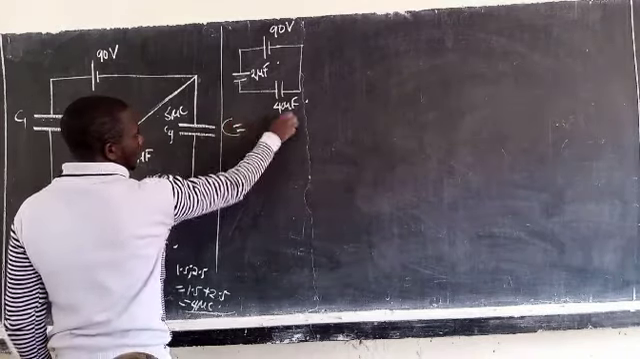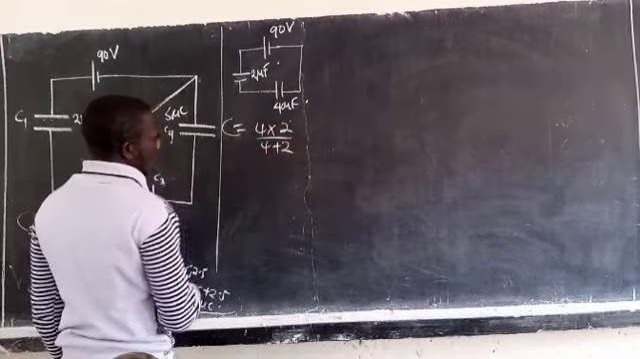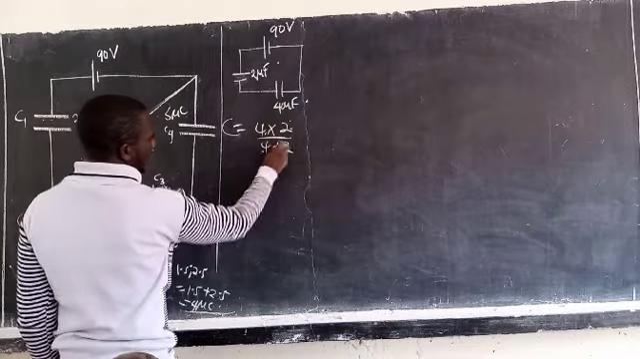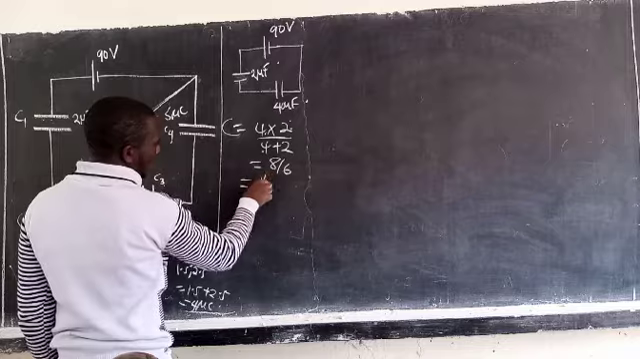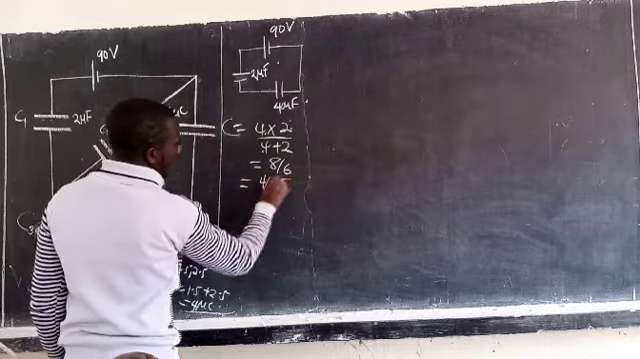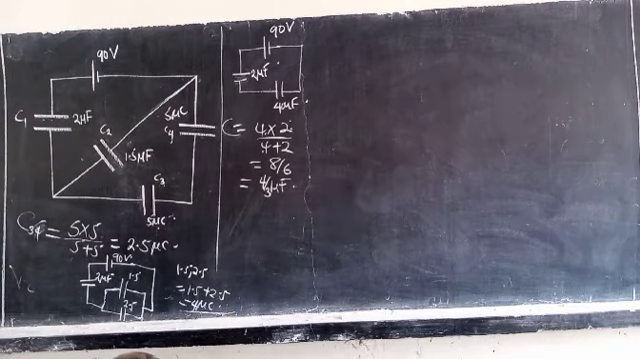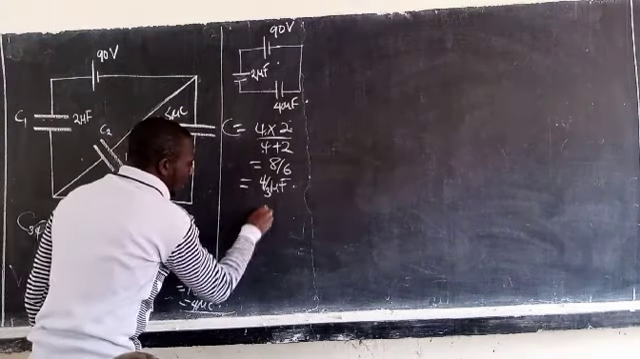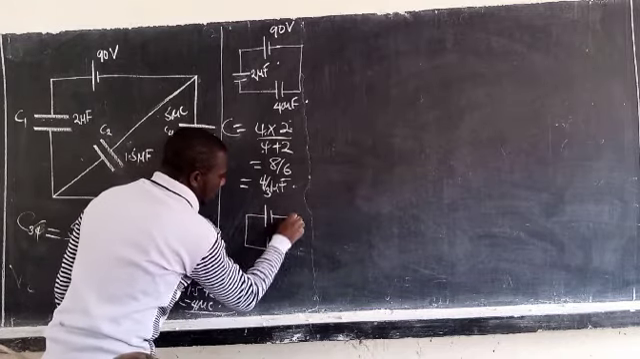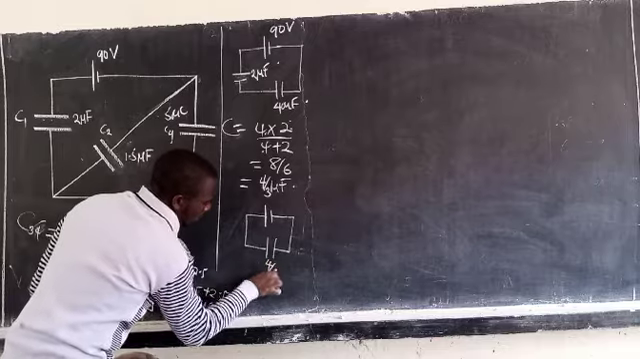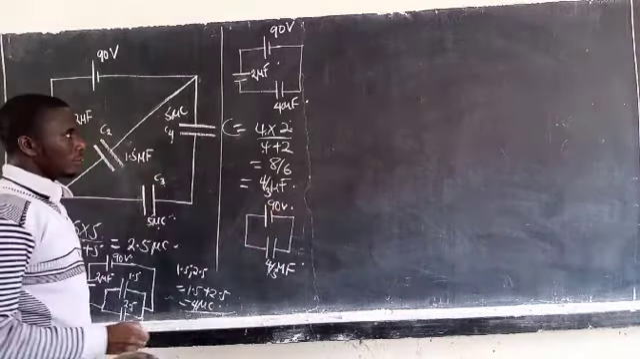Finally, the capacitance of course is product out of sum. This is 8, this is 6, so that is 8 out of 6, and that will give us 4 out of 3 microfarads as the effective capacitance. And therefore our arrangement can be like this. This is the capacitor of 4 out of 3 microfarads, and this is 90 volts.